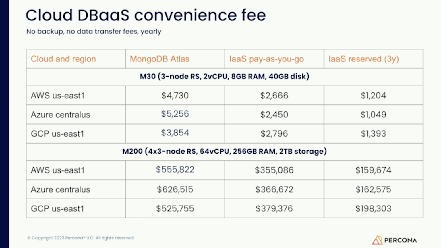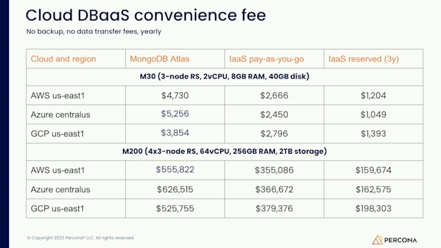So 3-node replica sets, which is rather small, with 2 virtual CPUs and 8 gigs of RAM. In Atlas, this is called tier M30. And then another example, way bigger. So I can show you, let's say, the M200 that I configured with 4 shards, 3 nodes each, and each 64 vCPUs and 256 gigabytes of RAM.